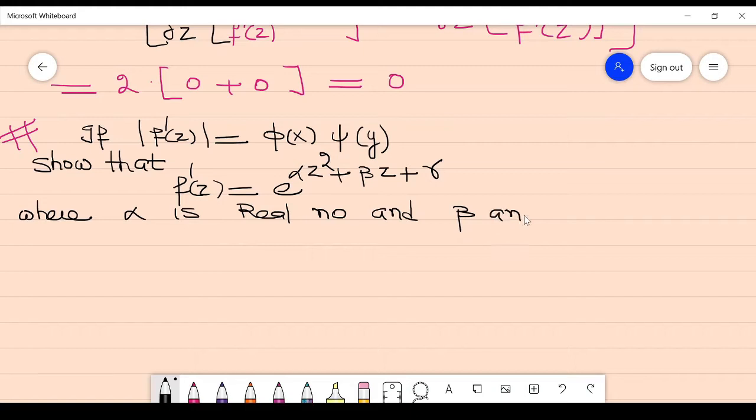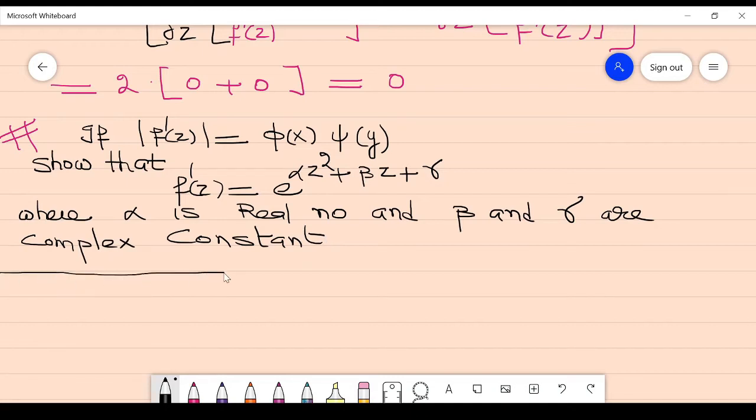Beta and gamma are complex constants. So that is the statement of the question.